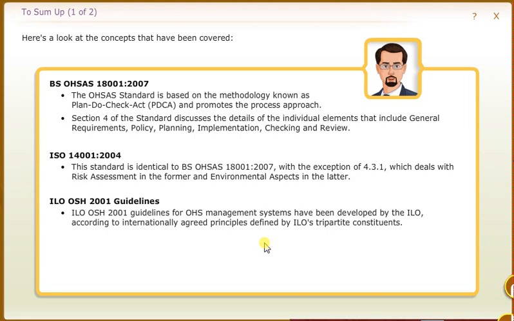ISO 14001-2004. This standard is identical to British Standard OHSAS 18001-2007, with the exception of 4.3.1, which deals with risk assessment in the former and environmental aspects in the latter. ILO OSH 2001 Guidelines. ILO OSH 2001 Guidelines for OHS management systems have been developed by the ILO according to internationally agreed principles defined by ILO's tripartite constituents.